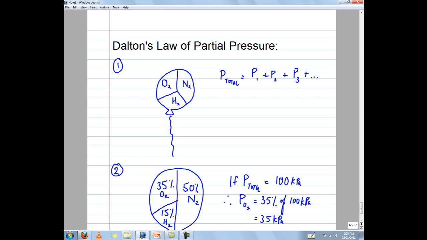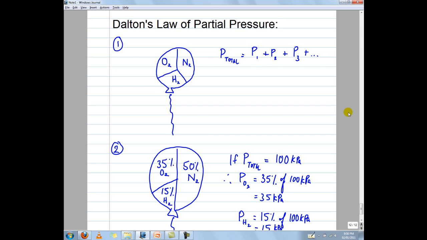Now Dalton's law of partial pressure is pretty self-explanatory. It's not so much an equation as a concept. What Dalton's law of partial pressure states is that if I have a mixture of gases, like in this case a balloon full of oxygen, nitrogen, and hydrogen gas, then the total pressure inside the balloon is equal to the pressure of the first gas plus the pressure of the second gas plus the pressure exerted by the third gas, and so on and so forth. If there are more gases, then you'd have to add them all up. So that's pretty self-explanatory, nothing too fancy there.